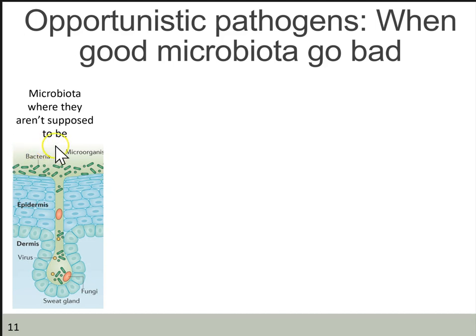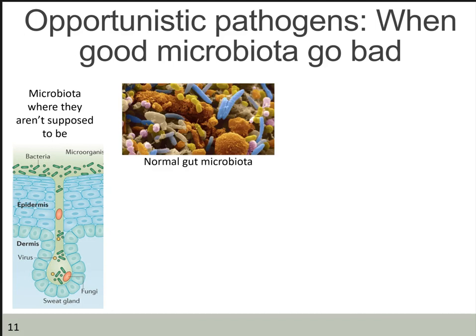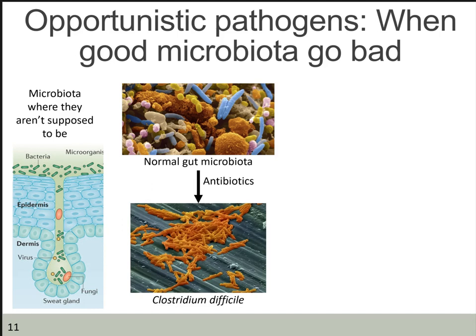So for example, here's microbiota that's supposed to be on the skin, but occasionally these microbes can get deep into the sweat gland, and then they can cause infections or pimples. Then there are normal gut microbiota. If normal gut microbiota is disrupted by, let's say, antibiotics, then you can get an overgrowth of one particular microbe like Clostridium difficile. This is a microbe that's part of the normal gut microbiota, but when that microbiota is disrupted, this microbe can overgrow and cause disease.